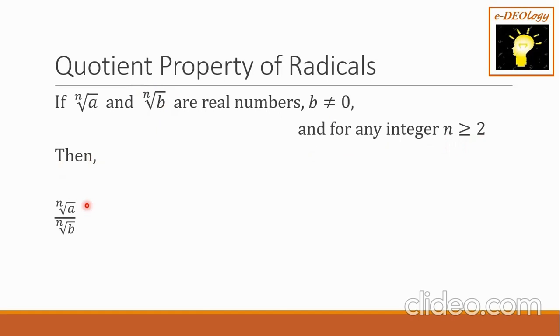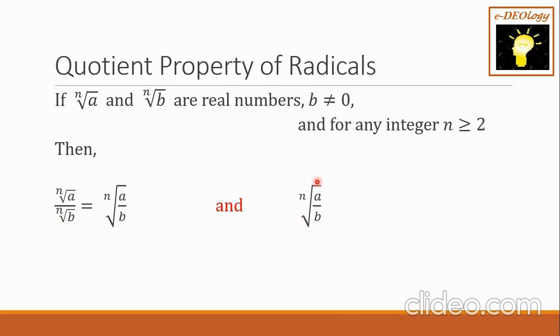Then we are going to divide the nth root of A by the nth root of B. The answer is a big radical with the index n. Inside the radical is a fraction, where the numerator is A and the denominator is B. So this equation here is what we call the quotient property of radicals.